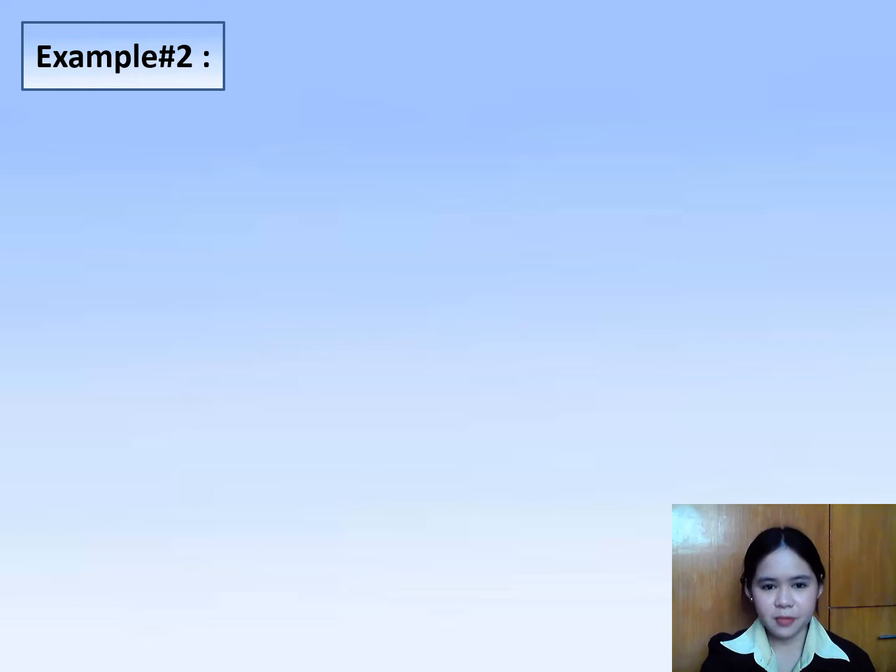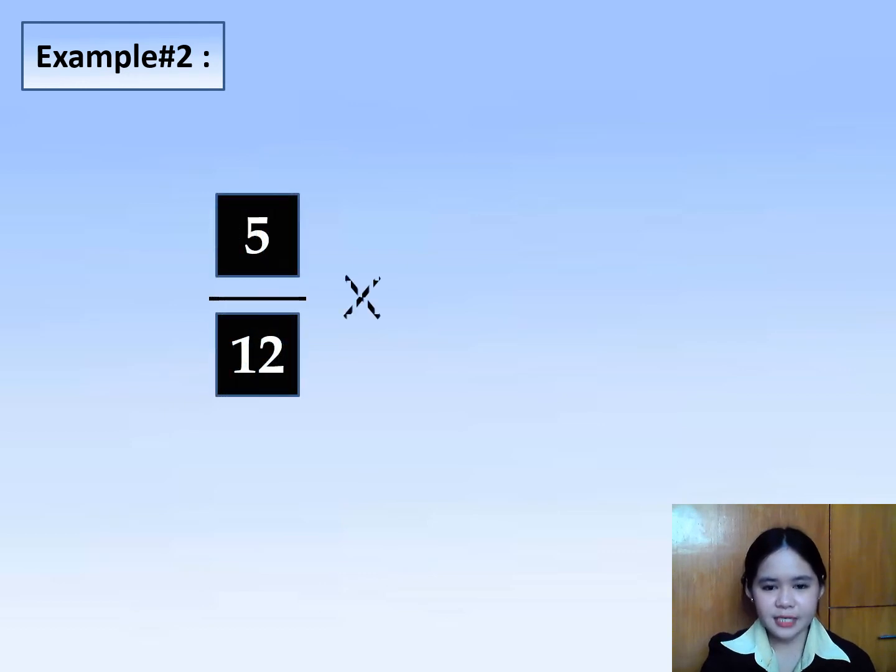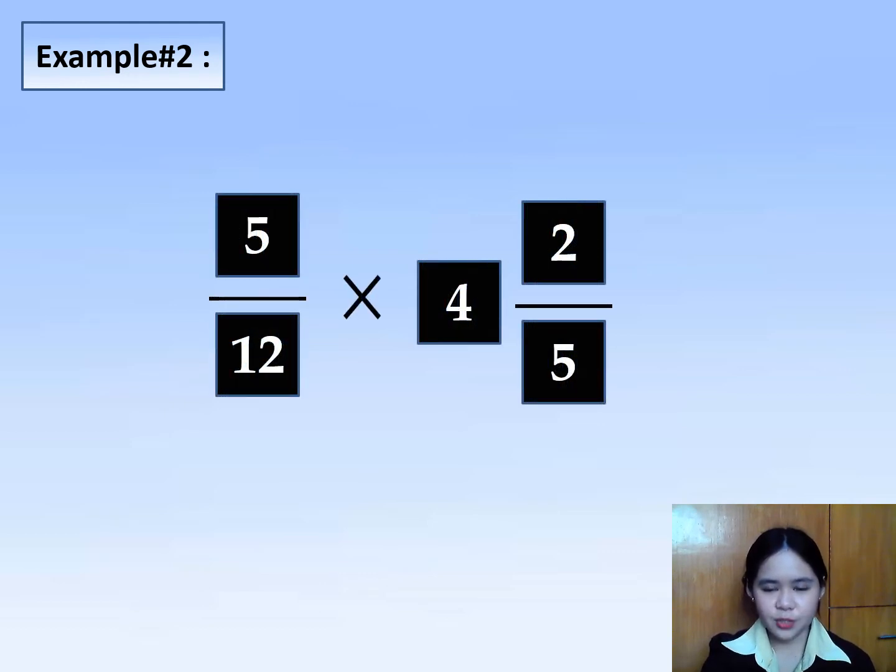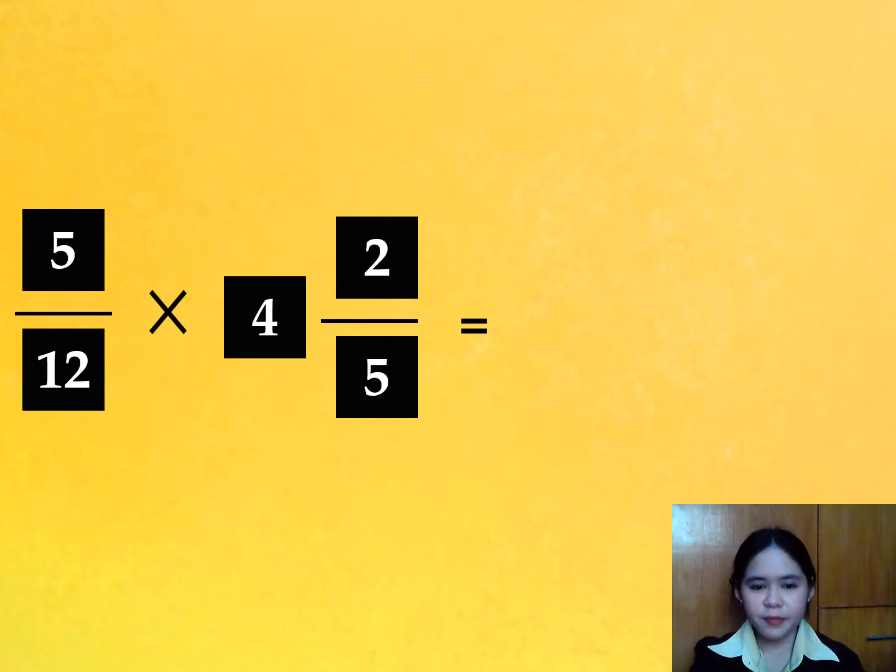Next example: 5/12 times 4 and 2/5. The first step is to change the mixed number into an improper fraction. So our mixed number here is 4 and 2/5.